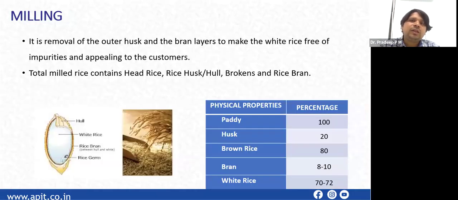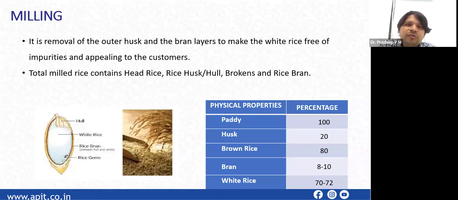So after this storage, the next aspect in the processing is the milling. Milling, as I told, is the removal of the outer layers of the paddy. The paddy majorly contains multiple layers. The outermost inedible layer is the husk, which will be around 20%. Then inside the husk is the bran layer. This is a very important layer which has maximum nutritional value.